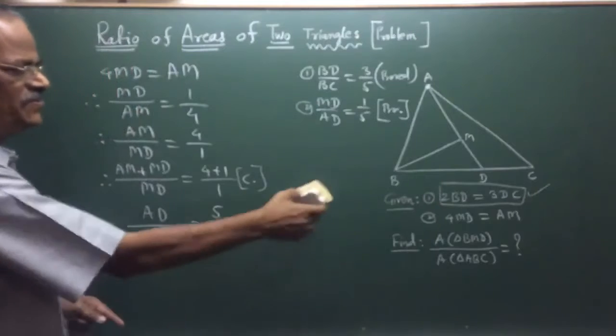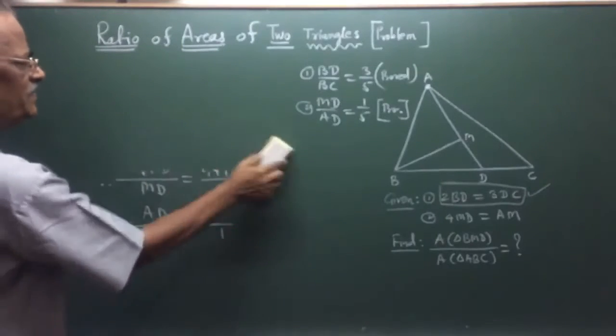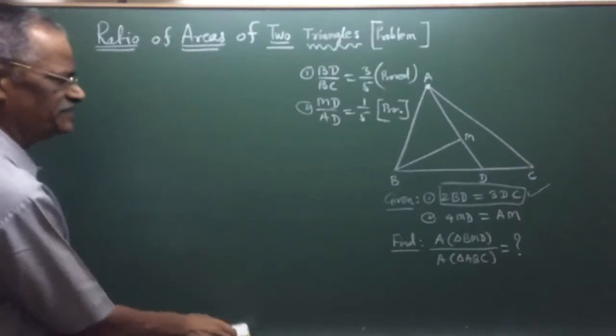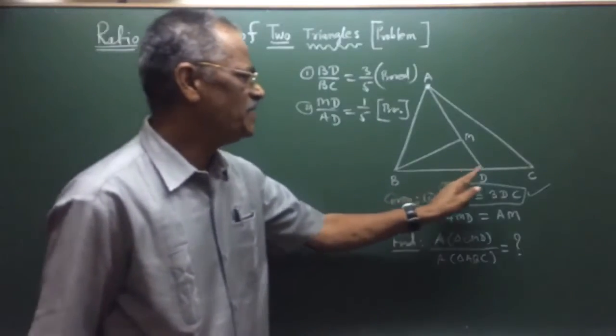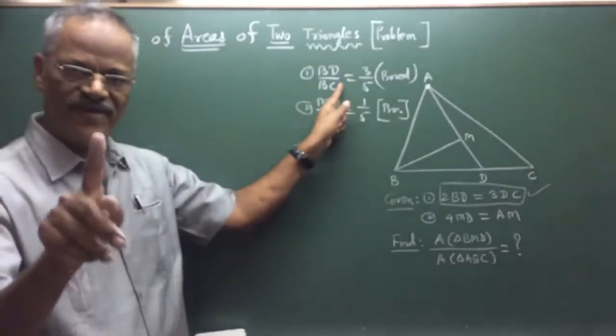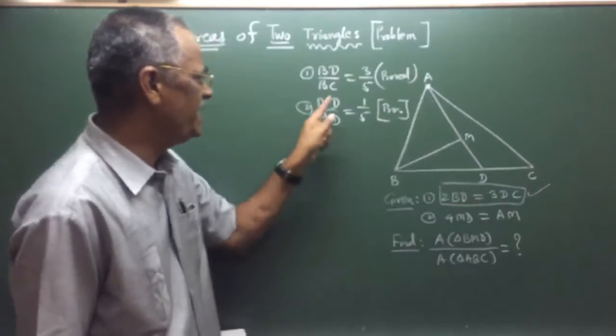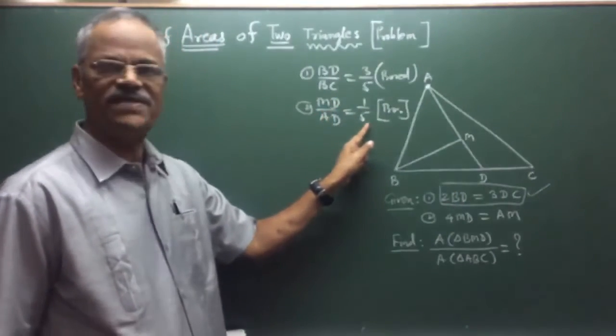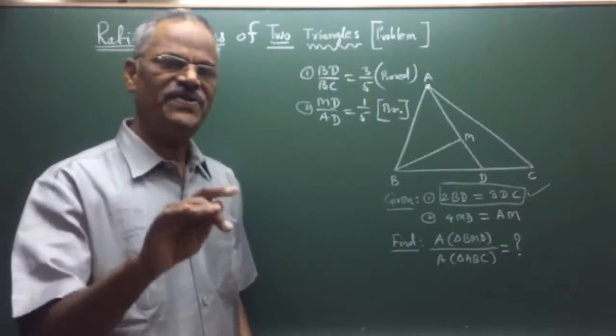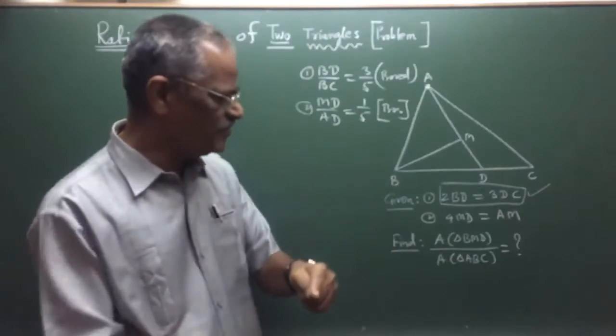So what is the use of the given information? We have to find out two ratios there: BD to BC, and then MD and AD. The ratio of MD to AD is 1 upon 5. This was required for the further proof.